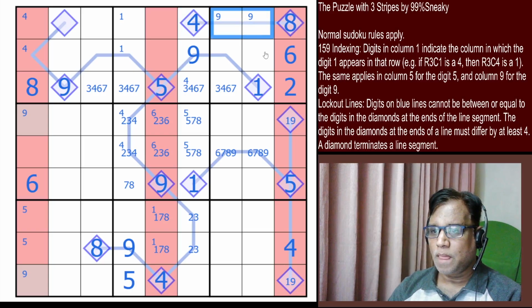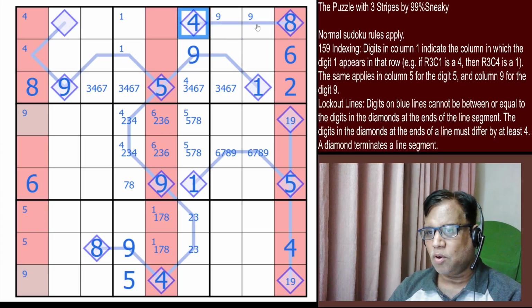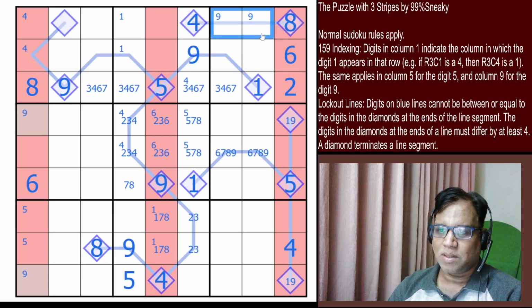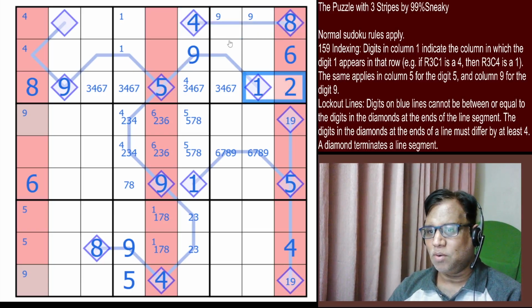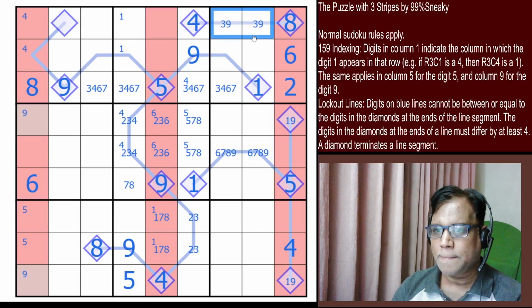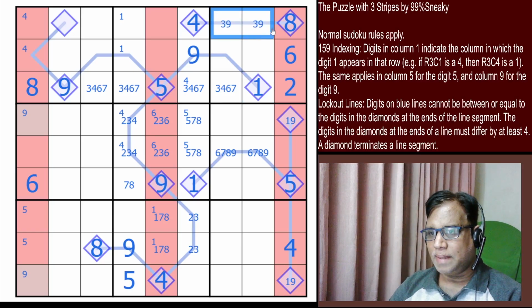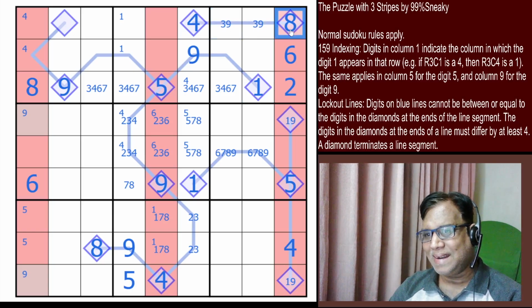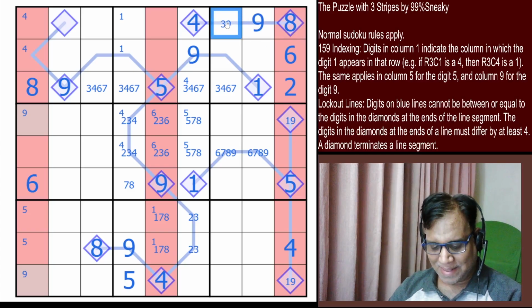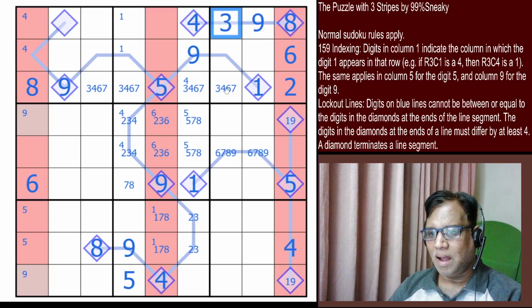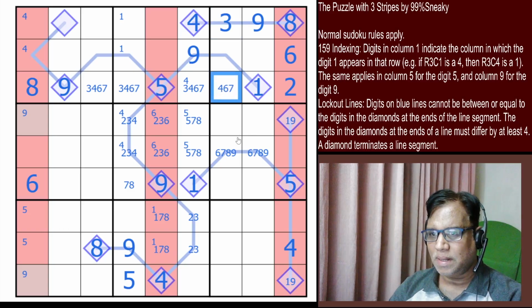And 9. Yeah, and now what is the digit here? We know that one of the digits is 9. The other must be 3, because beyond 4 and 8, the only digits are now 1, 2, 3, 9. 9 is here, 1, 2 is here. That has to be 3, 9. In fact, we know that, right? 8 is here. That means this has to be 9 and this has to be 3. 3 means that can't be 3.